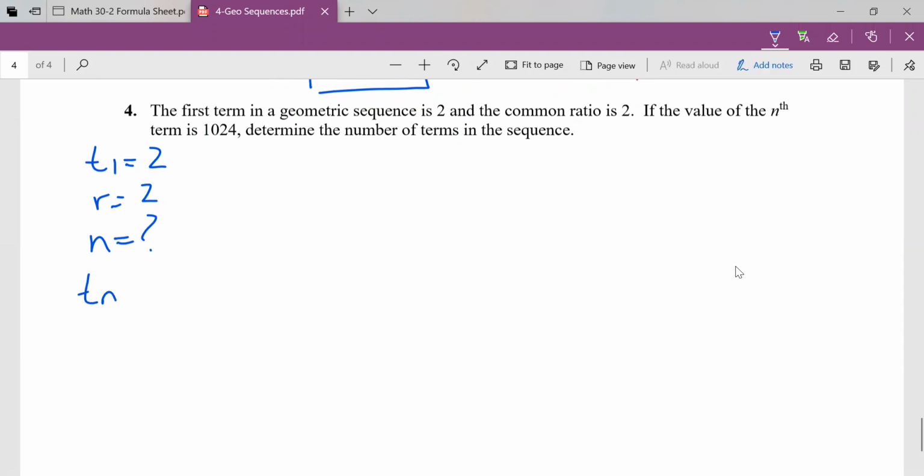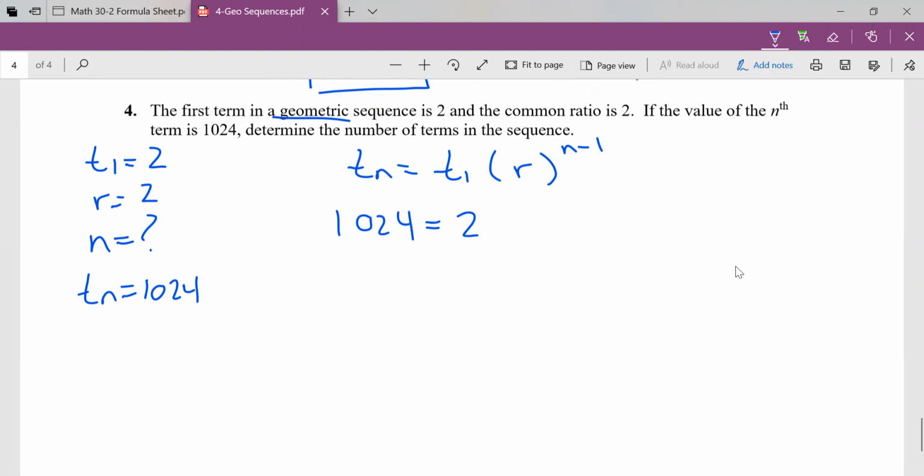That's interesting. Okay, so here's what we know. They tell us it's geometric. Teacher tells me, write down my formula or my general term. I don't know what to do. Sub in numbers. Well, Tn is that. T1 is 2. The ratio is 2, and I don't know n. Okay, well, we're down to one equation, one unknown. Okay, more than one way to tackle this. What I'm going to do is divide both sides by 2 right off the bat. Just like that.